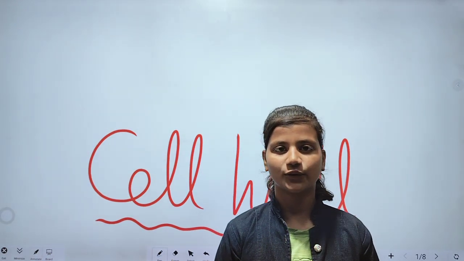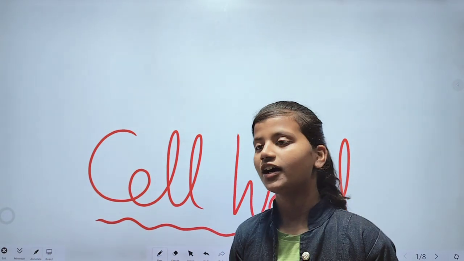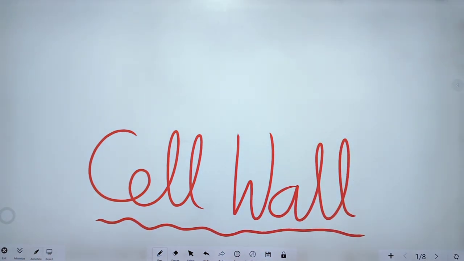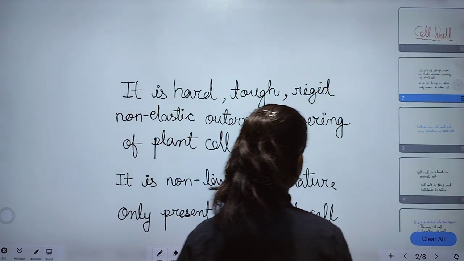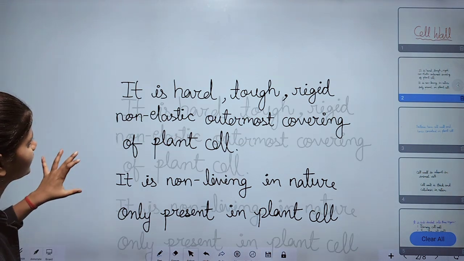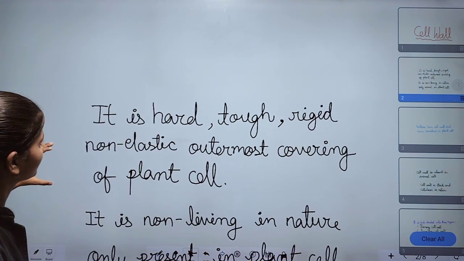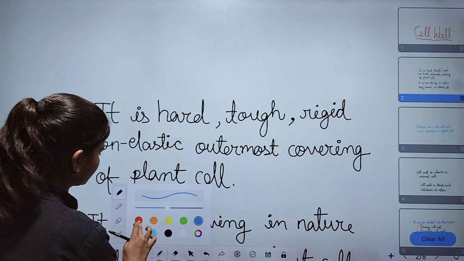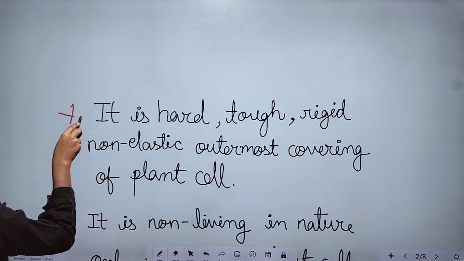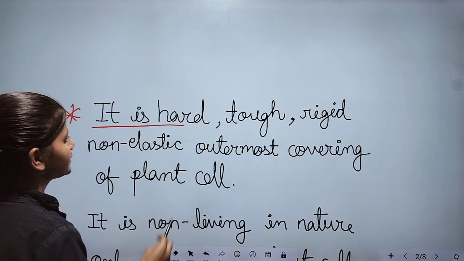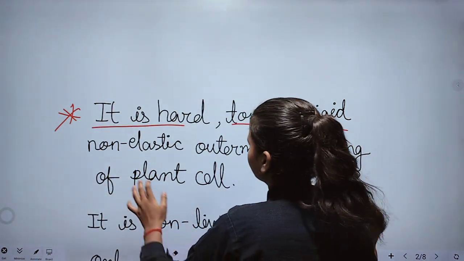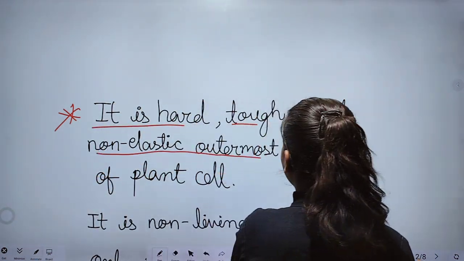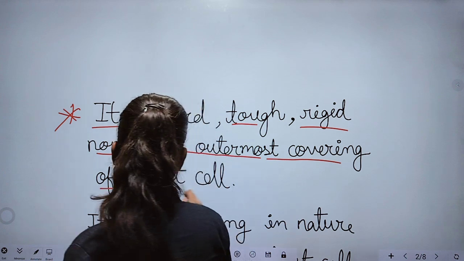You all are fine. So in this video we will discuss cell wall. Let's discuss what is cell wall and what its function is. Our first point: it is a hard, tough, rigid, non-elastic, outermost covering of the plant cell.